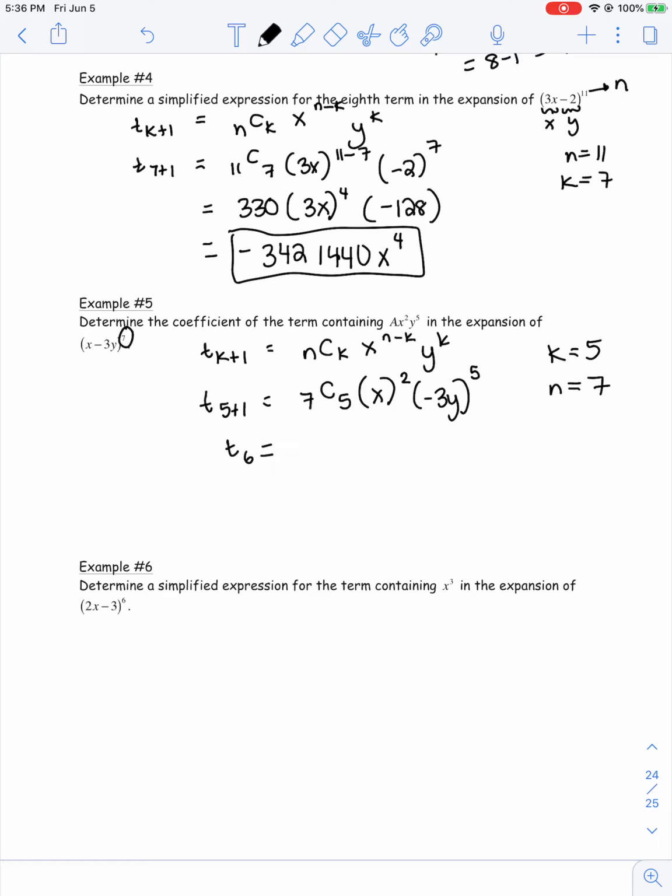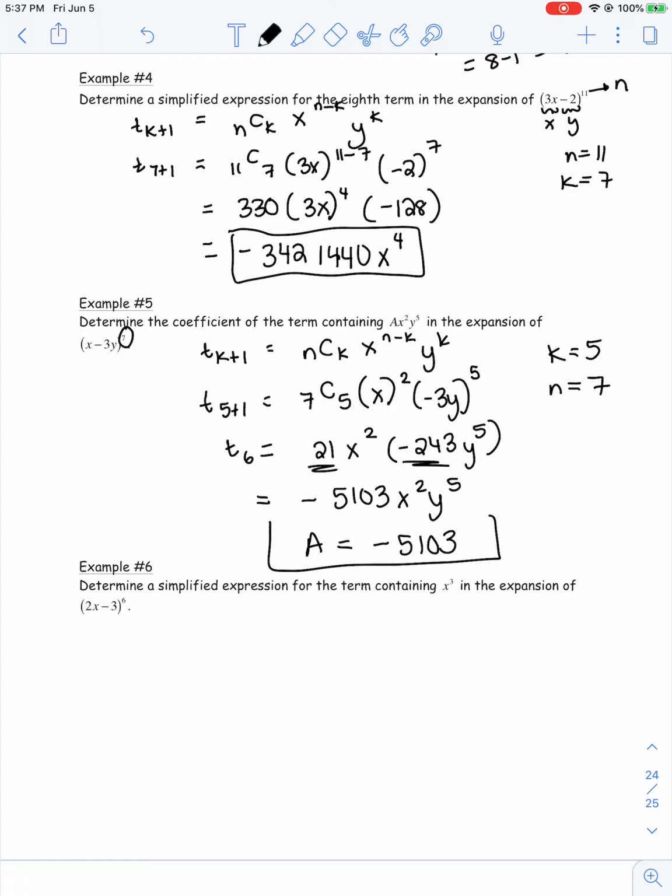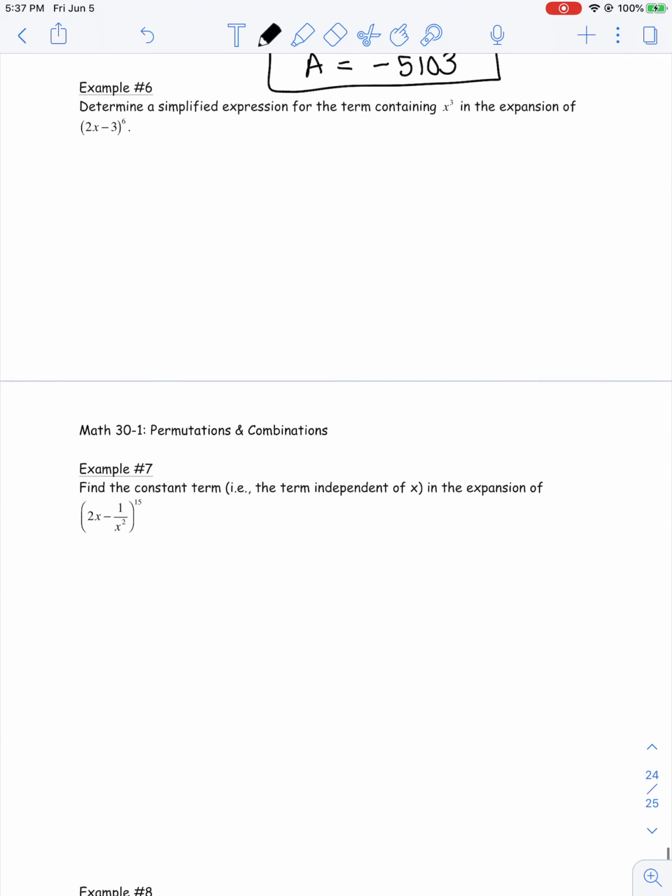So we're looking at term 6. Term 6 is going to be 7 choose 5, which is 21. And then negative 3 to the power of 5 is negative 243. And then we have y5. So as you can see, these coefficients will multiply together to give us negative 5,103 x squared y5. And now it looks like that. Compared to the above ax squared y5, our a value is equal to negative 5,103. So there's our coefficient.